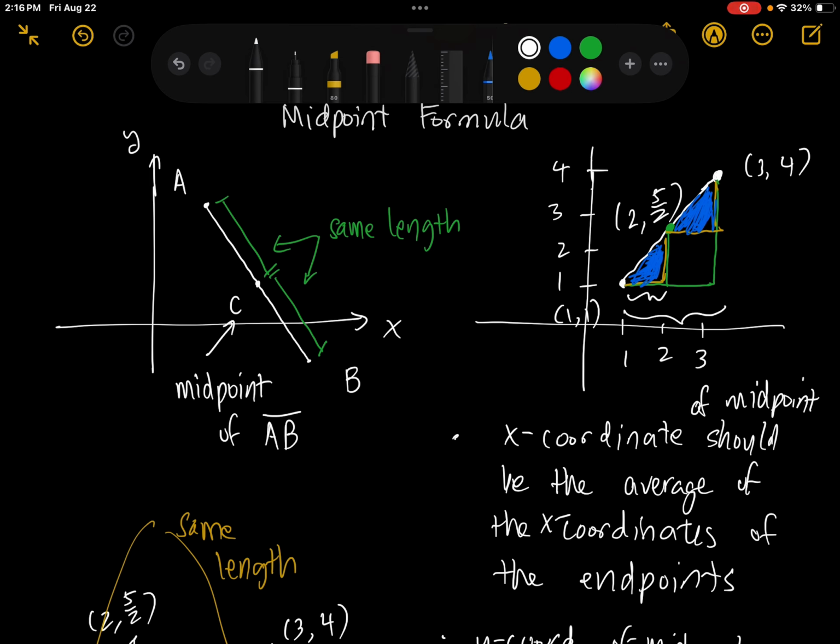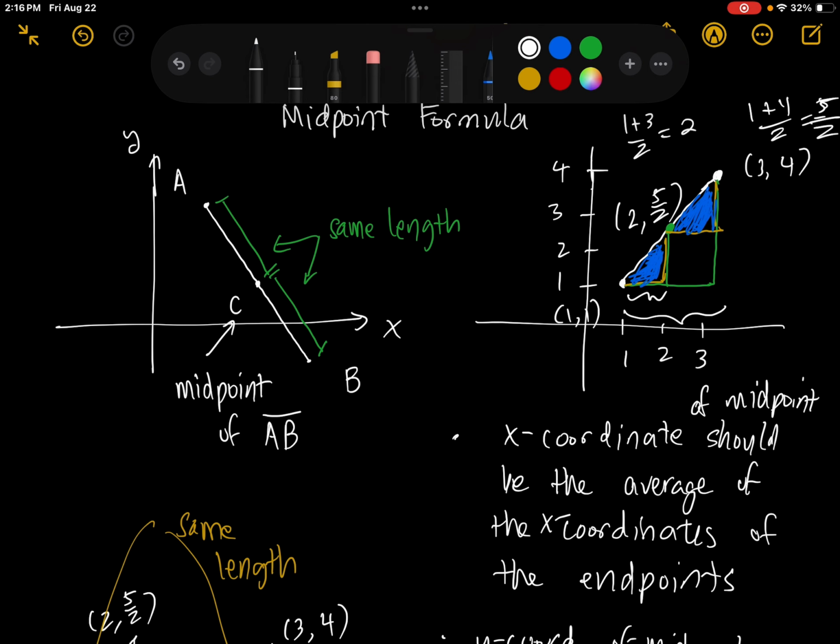So if you look at this example, where you had 1, 1, and 3, 4, if you take 1 plus 3 over 2, you get 2. And then if you add the y coordinates, 1 plus 4, and divide by 2, you get 5 halves. So that suggests that the x and y coordinates are 2 and 5 halves.